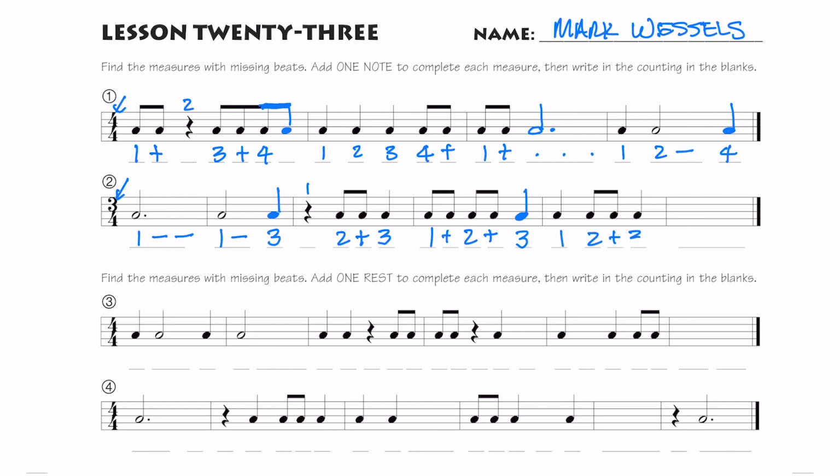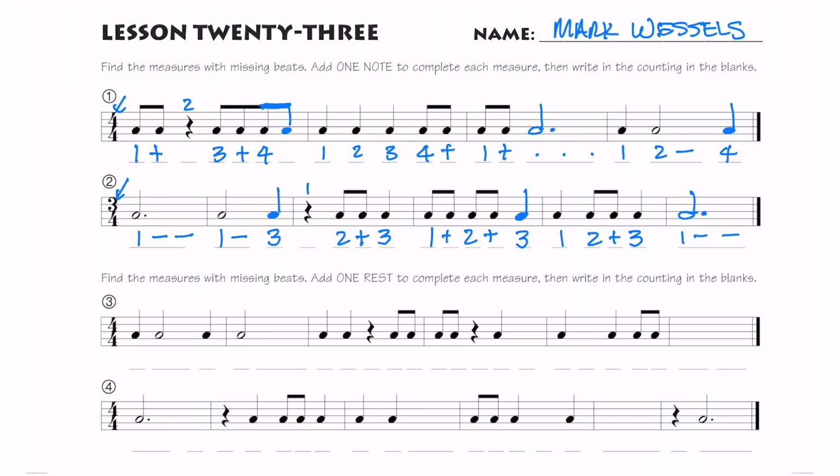1, 2, and 3. Not missing anything. Ooh, I'm missing 1, 2, 3. So what kind of note gets 3 counts? A dotted half note. All right. So some of this is just remembering what your note values are. Some of it is getting used to drawing it legibly in the staff that I have here.